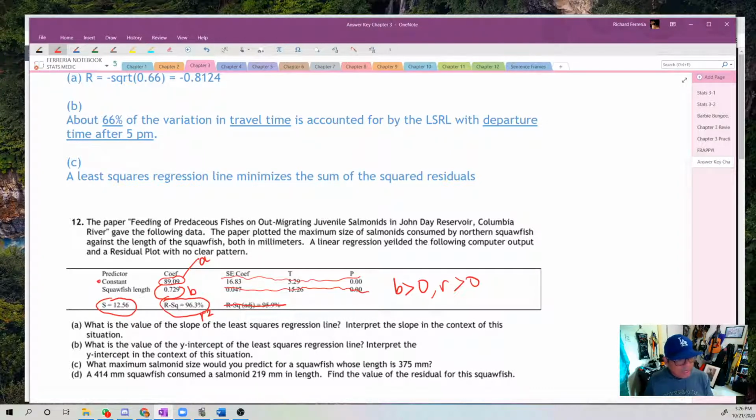So part A, what is the value of the slope of the least squares regression line, and interpret that. And part B, what is the value of the y-intercept, interpret that. So both parts A and B are interpretation things that we're going to copy and paste from our sentence frames.